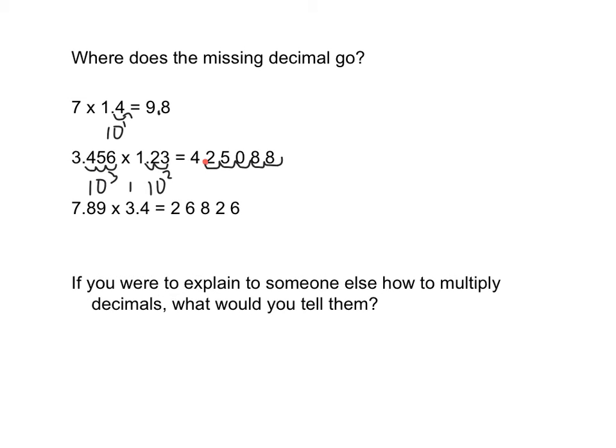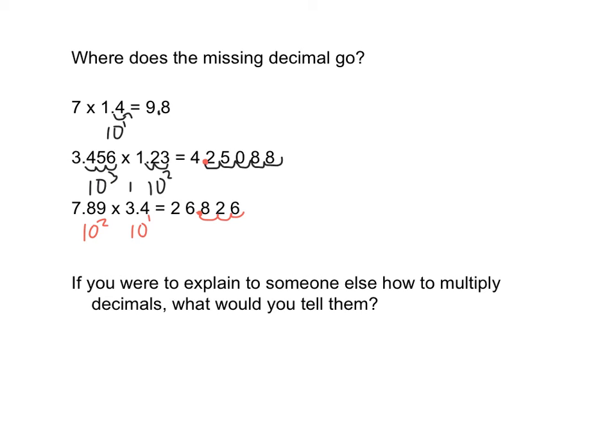So why don't you pause the video and try the last one on your own. So here we have 7 89/100 times 3 4/10. So this would be 10 to the second. This would be 10 to the first, for a total of 10 to the third. So our decimal point is going to go in between the 6 and the 8.